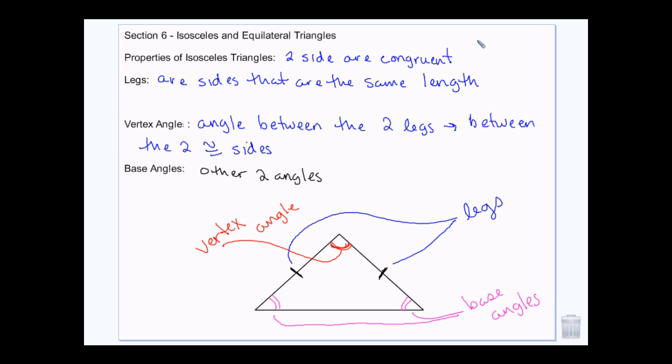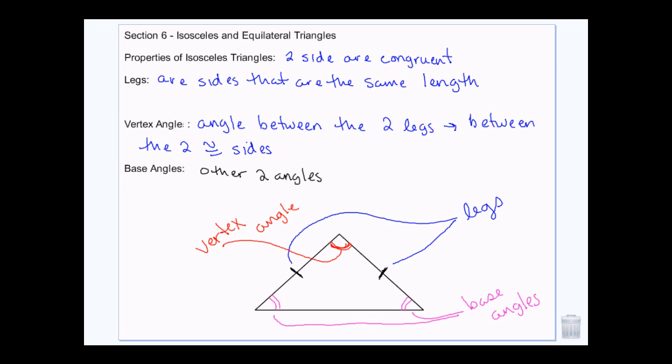I know that when you were finding areas of triangles, it was half the height times the base, and the base was always the bottom. But that's not the case with the base angles. They're not always on the bottom. When did you do that?